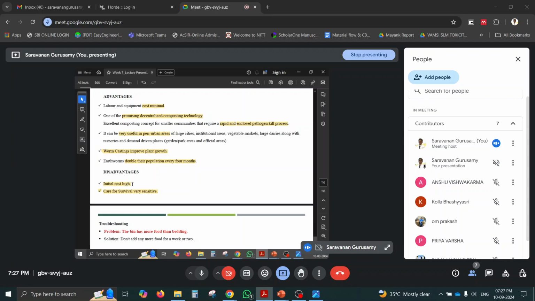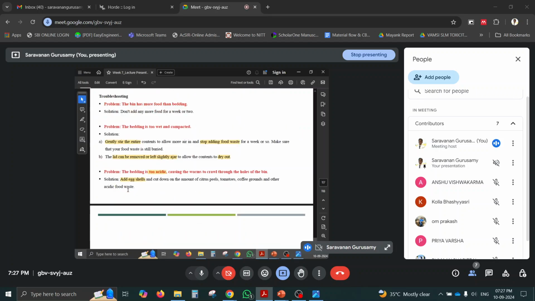And the disadvantages are that the initial cost is higher, and we need to take care of survival because the worms are very sensitive to ammonia and very sensitive to trace materials. So care should be taken for their survival.